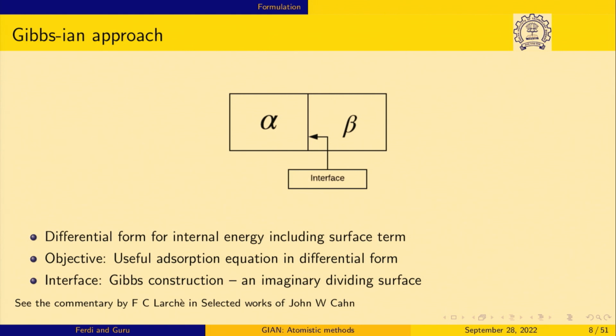And what Gibbs does is to give a differential form for internal energy that includes the surface term. The objective in the Gibbsian approach is to give an adsorption equation in differential form. You will see what it is. And to do that, Gibbs constructs an imaginary surface that divides these two phases into alpha and beta phases.